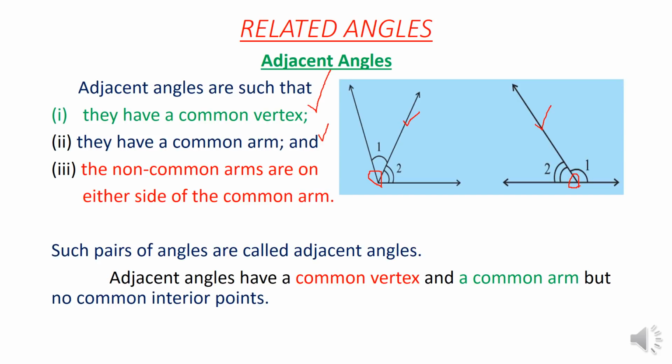Then the non-common arms are on either side of the common arm. This is one non-common arm and this is another non-common arm, on the opposite side of the common arm. Such a pair of angles is called adjacent angles. Adjacent angles have a common vertex and a common arm, but no common interior points, meaning their interiors are different.